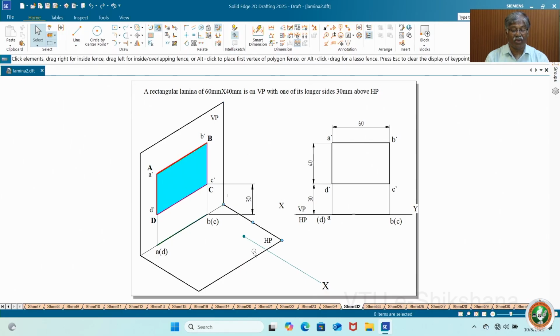So this is a simple problem on lamina, say. You can observe this particular lamina is having longer side parallel to HP and the shorter side is perpendicular to HP. But what do we want in this case? We want AD. AD actually must be perpendicular to HP, so that we can rotate about AD so that we get the inclination to the VP at a given angle.